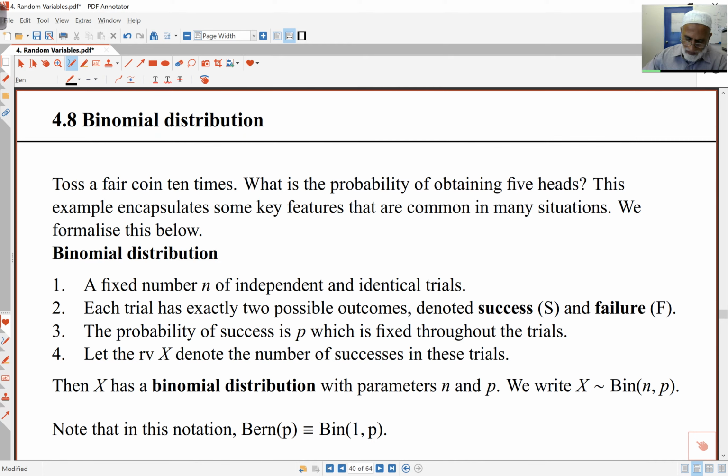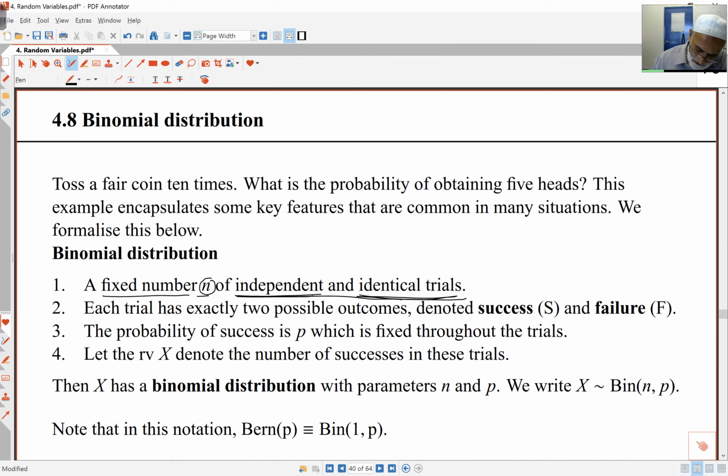The binomial distribution comes from Bernoulli, where I now have repeated trials of the Bernoulli. So a single toss of a coin is Bernoulli. If I toss the coin 10 times, I've got 10 Bernoulli trials, and that's now binomial. So in this case, the common features are that I have a fixed number n of independent and identical trials, the number is fixed beforehand. And I've got two conditions here. The trials are independent and they are identical.